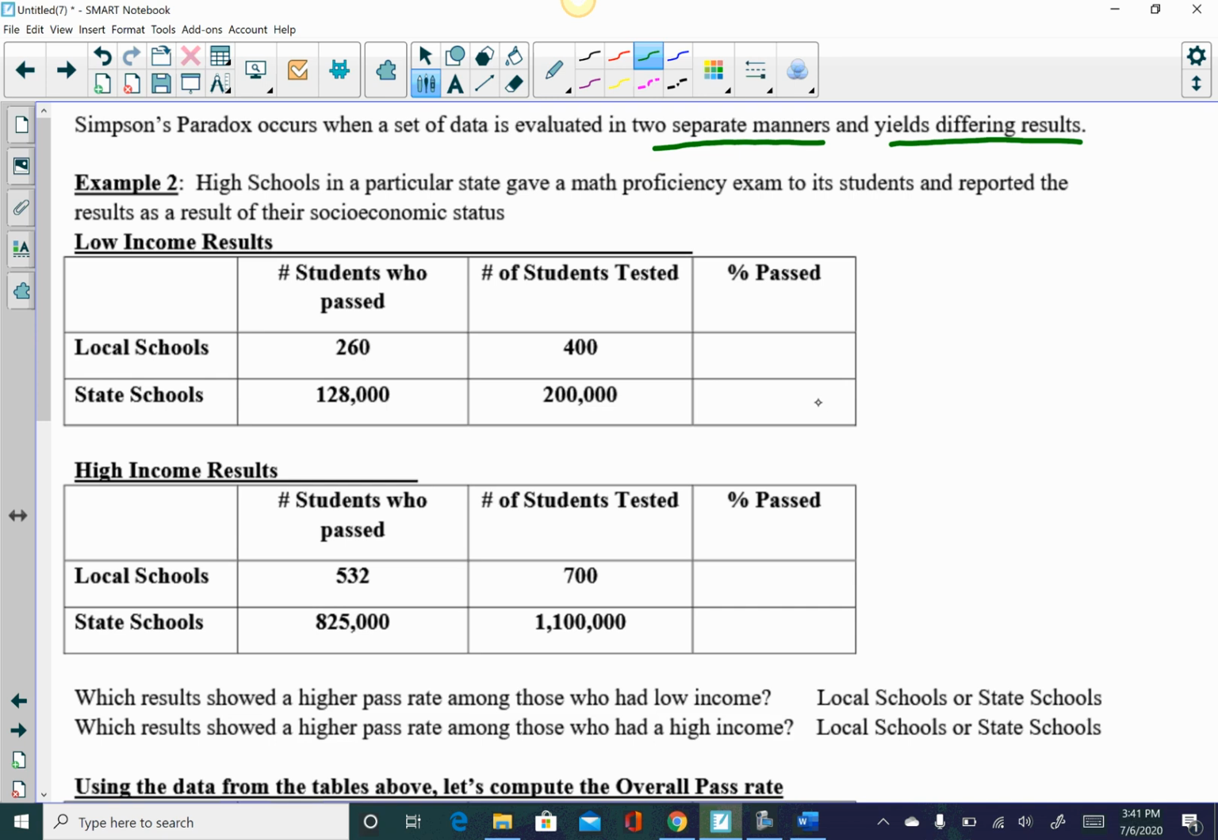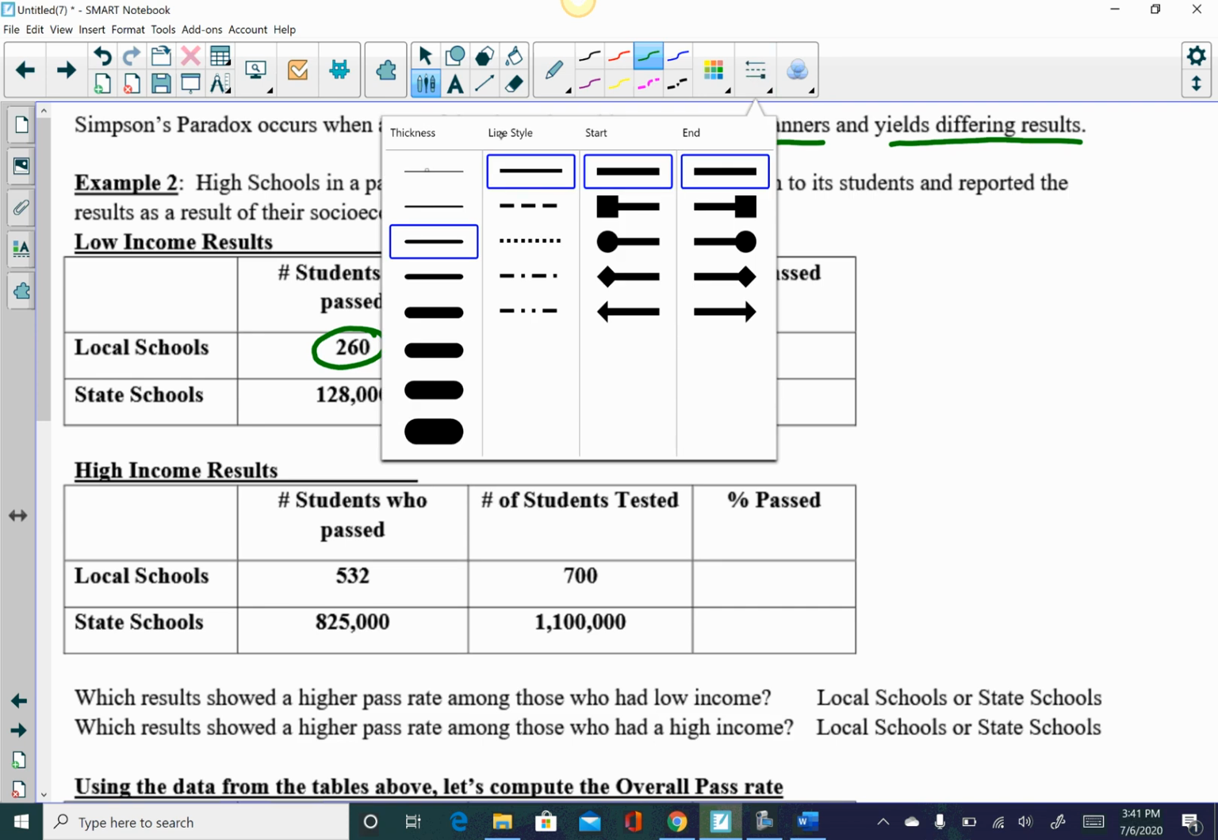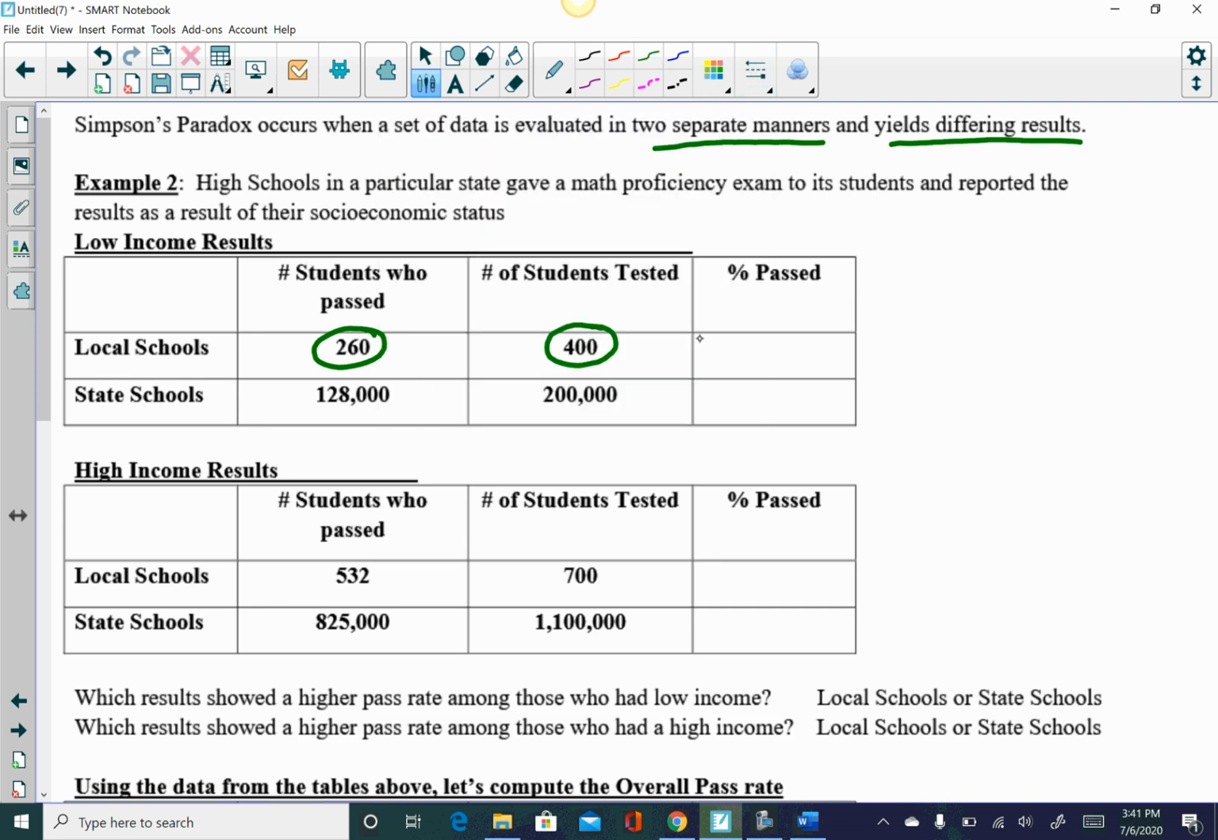So of our local schools, if I want to get the percent that were passed, then I know the number that were passed, that's my part, over the total number that were tested. So in my calculator, I would be doing 260 divided by 400 times 100.